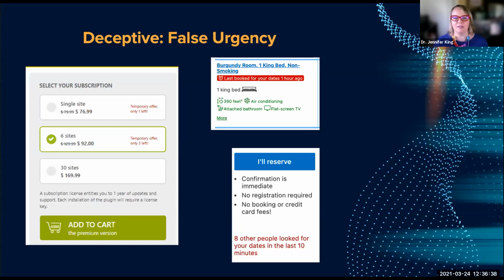Nothing's going to happen in 10 minutes when that countdown timer runs out. It'll just refresh and it'll give you another 10 minutes. In the cases of the examples I have on this page, where 8 other people looked at your dates in the last 10 minutes, for example, potentially, but we don't have any proof that that's actually what's occurring in reality. These things are really focused on trying to get you to make that decision and increase your stress and your sense of urgency so that you'll just go ahead and do it and not actually take the time to stop and think as to whether you want to actually make this decision.